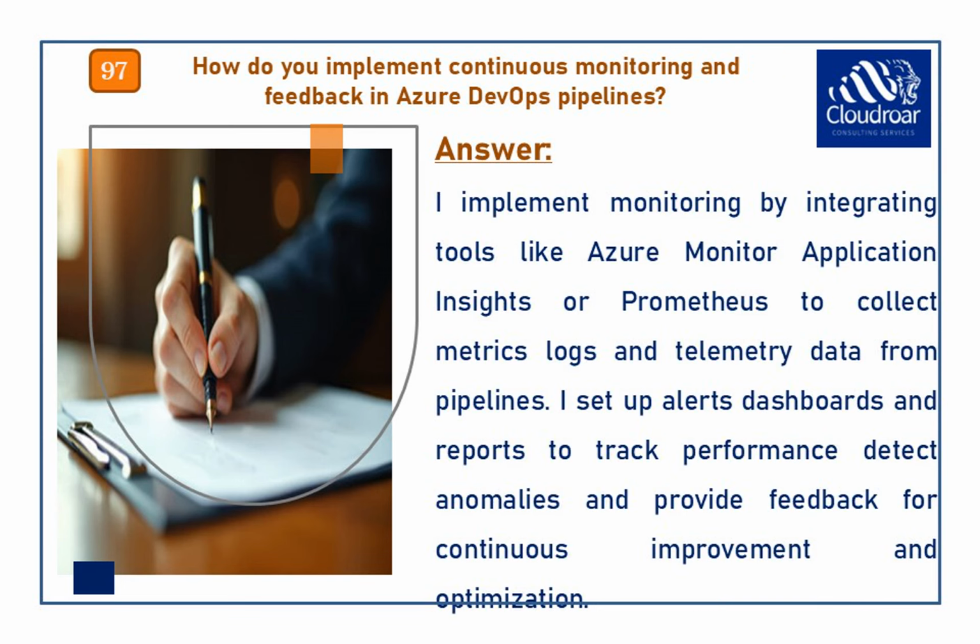Question 97. How do you implement continuous monitoring and feedback in Azure DevOps pipelines? I implement monitoring by integrating tools like Azure Monitor, Application Insights, or Prometheus to collect metrics, logs, and telemetry data from pipelines. I set up alerts, dashboards, and reports to track performance, detect anomalies, and provide feedback for continuous improvement and optimization.